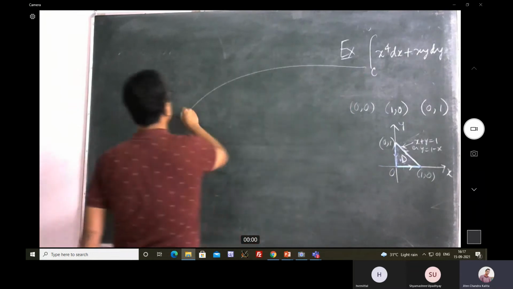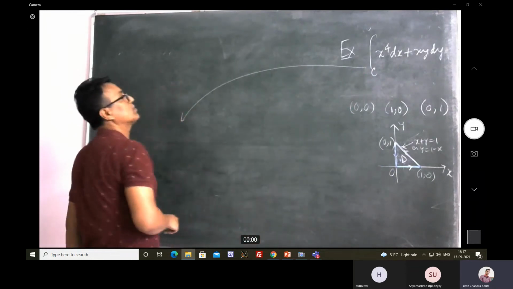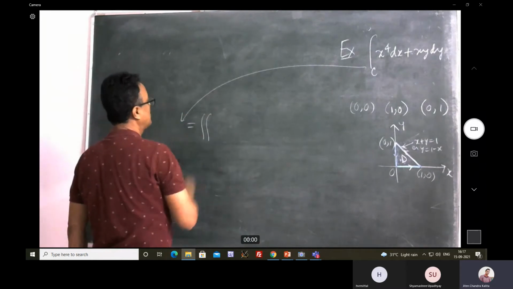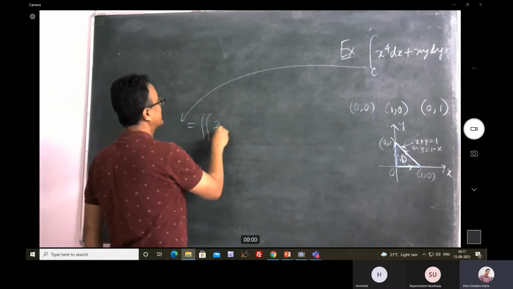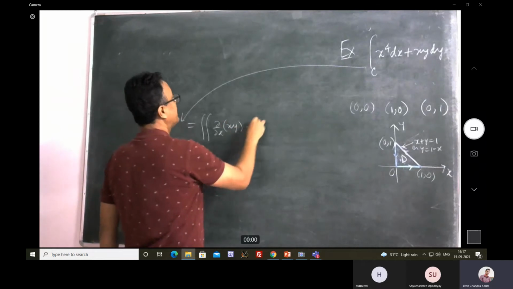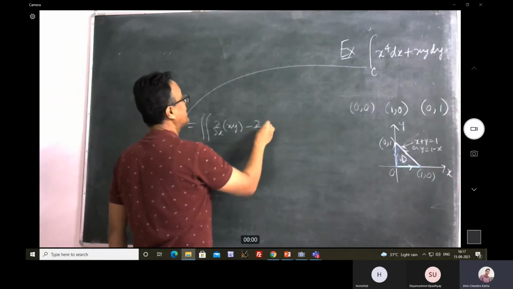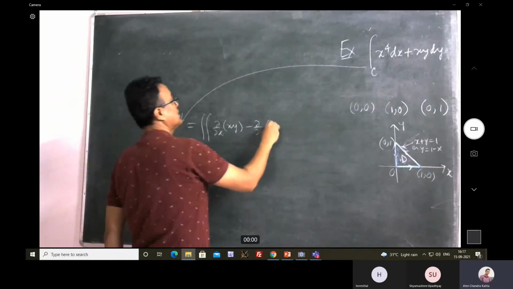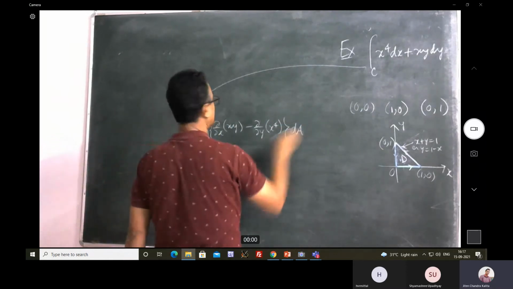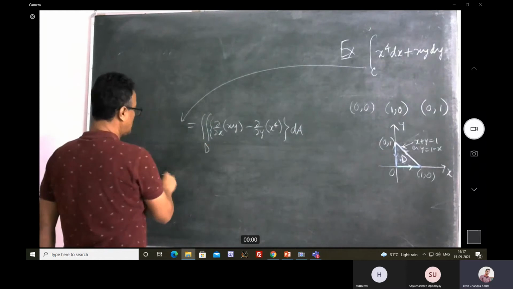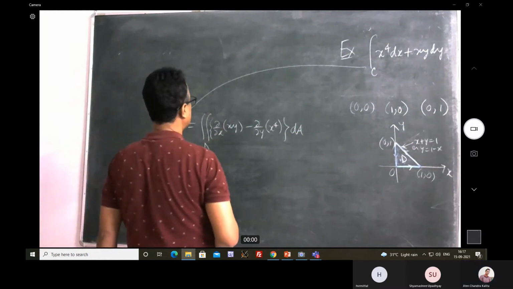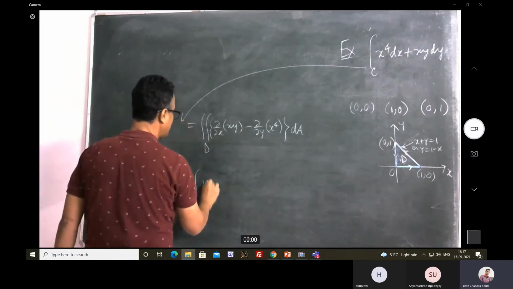Here P is x to the power 4 and Q is xy. If I use Green's theorem, I get the double integral of del Q by del x, which is del/del x of xy, minus del P by del y, which is del/del y of x to the power 4, dA. So it becomes simply y.